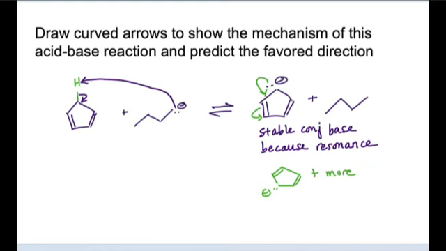So comparing that to this situation, there's no resonance at all. No resonance opportunity. It's a localized negative charge. This reaction is going to favor the forward direction so that we can form something that is more stable. Reactions, again, go from strong to weak, and more stable means weak.